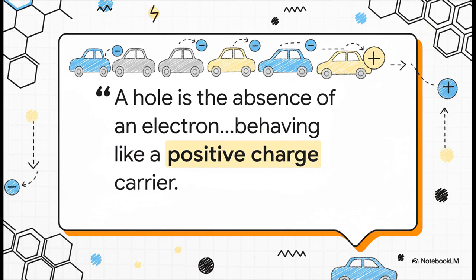So what exactly is a hole? The best way to think about it is like an empty parking space in a totally full lot. Because that one spot is empty, all the other cars, the electrons, can now shuffle around. One car moves into the empty spot, leaving a new empty spot behind it. So even though it's the cars, the electrons, that are actually moving, it looks like the empty spot is the one that's traveling through the lot. And since it's the absence of a negative electron, it behaves just like a positive charge.